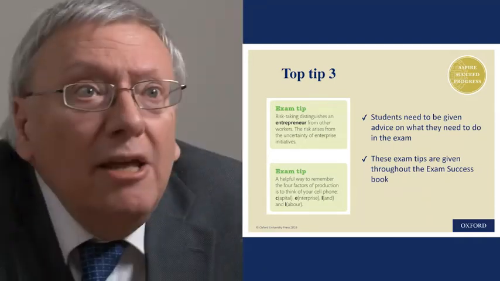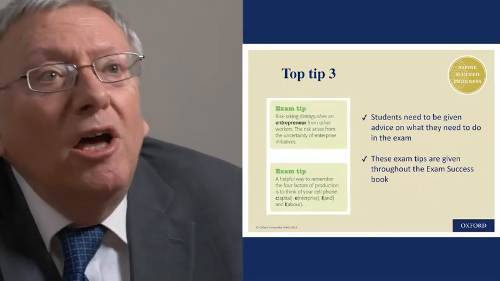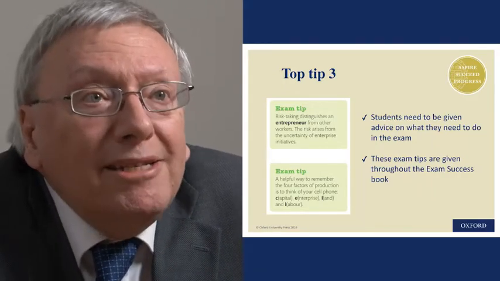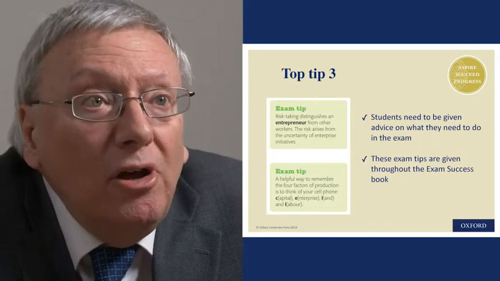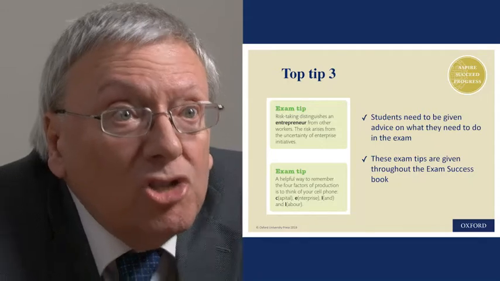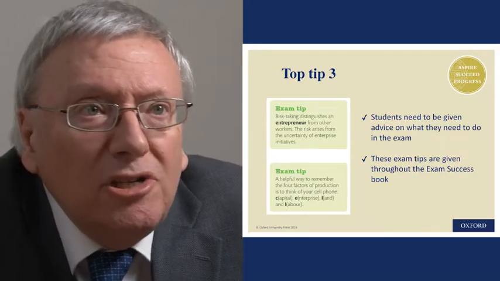Top tip 3 is that students need to be given advice on what they need to do in the exam. These exam tips are given throughout the exam success book. For example, on this page, one exam tip is that it is risk-taking that distinguishes an entrepreneur from other workers, stressing that the risk arises from the uncertainty of enterprise initiatives.